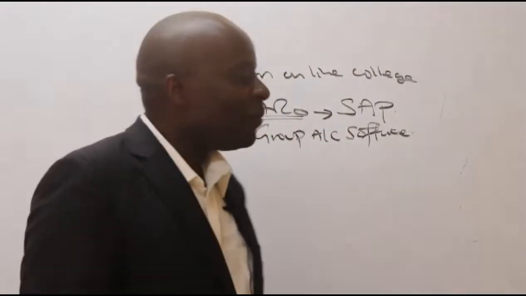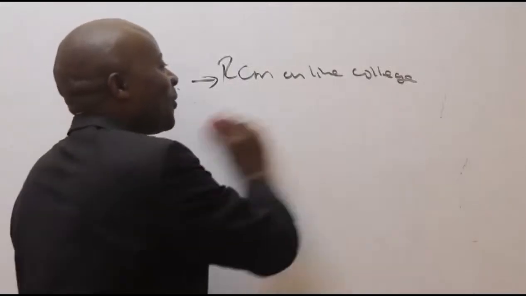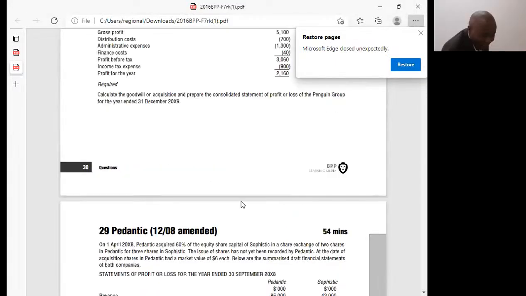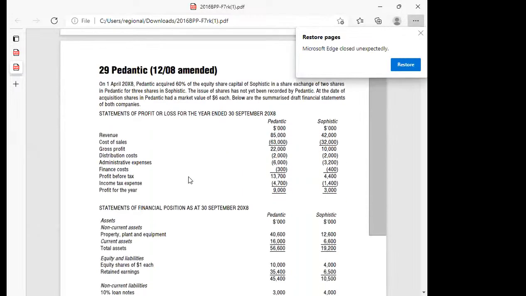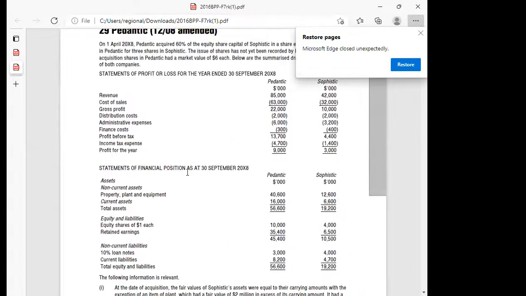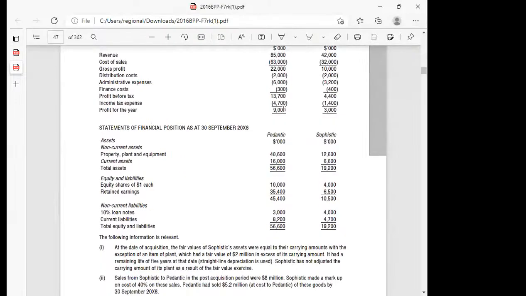Ladies and gentlemen, here we are. So allow me to introduce today's lesson by projecting some question. And this is the question that I would want us to do today. It's called Pedantic. This is an ACCA question, which is a serious question. And of course, as you know, at times your examiners steal questions from ACCA. You can never go wrong by doing this ACCA question.